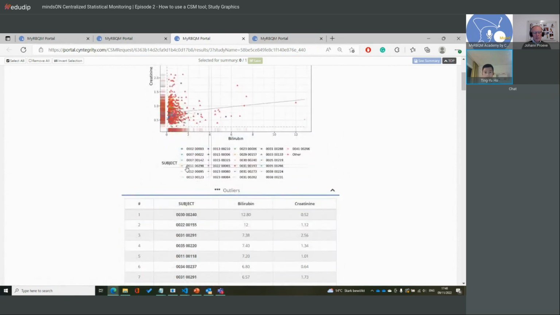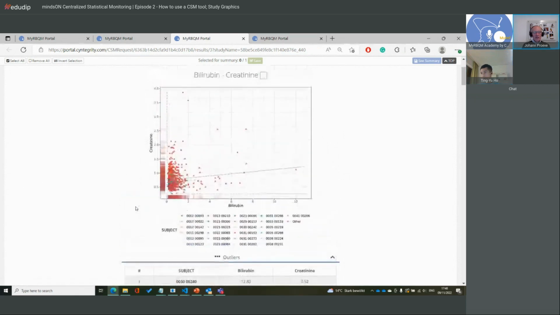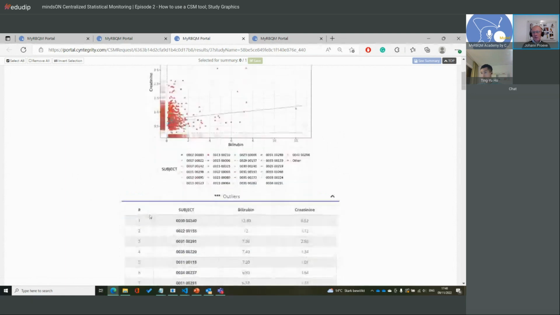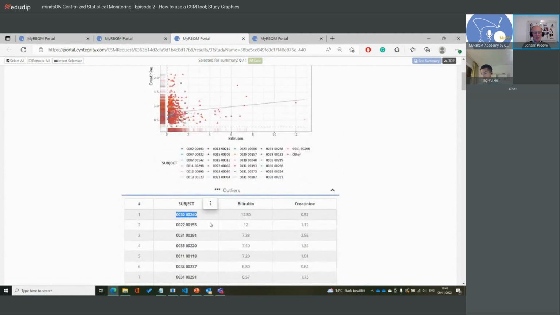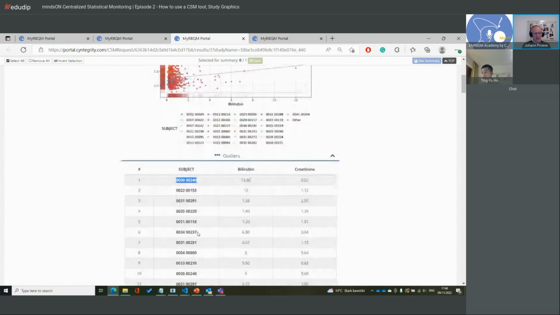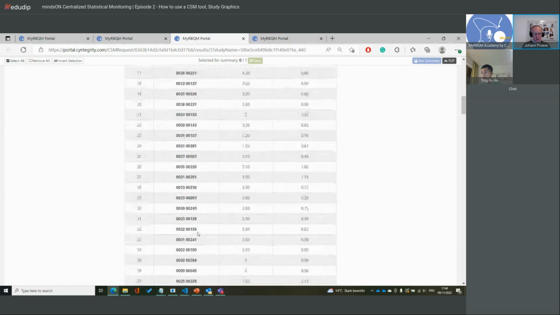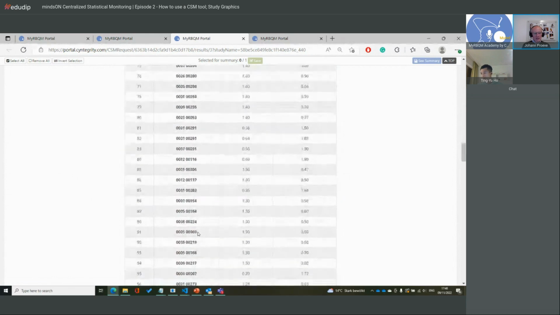Yeah. And by the way, this is the very same subject that we just looked at for AST and ALT, which also now has a very high bilirubin. So that is something that is really a problem for this patient. Yeah. And I think this was also the case where we found the duplicate records.